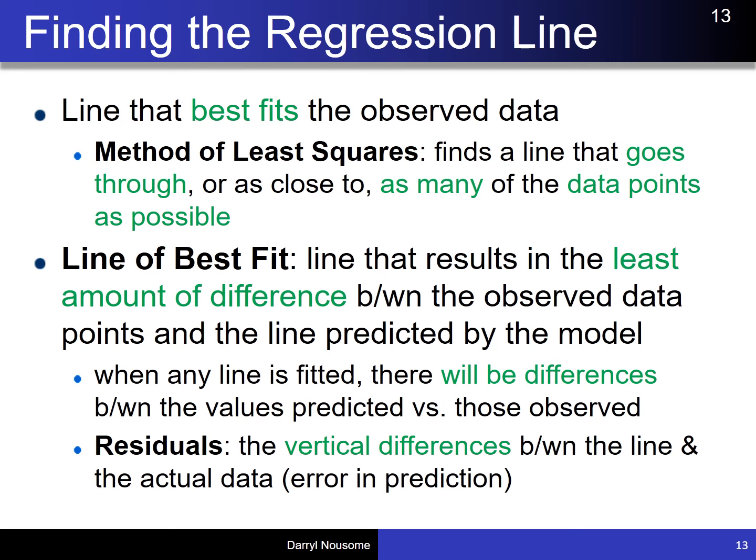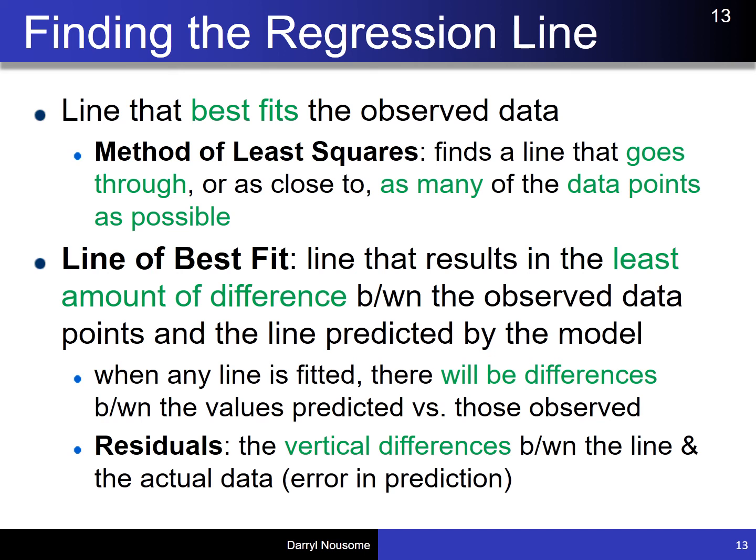So what happens in SPSS or in any kind of statistical software is it just tries a ton of different lines and basically tries to minimize the distance from each point to the line, right? It keeps refitting and redrawing each line and minimizing the sums of squares distance between the point and the line. So the line of best fit is the line that results in the least amount of difference between the observed data, our data that we've collected, and the line predicted by the model.